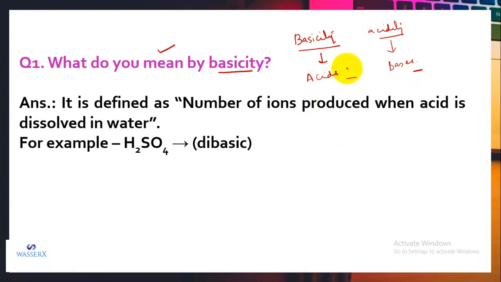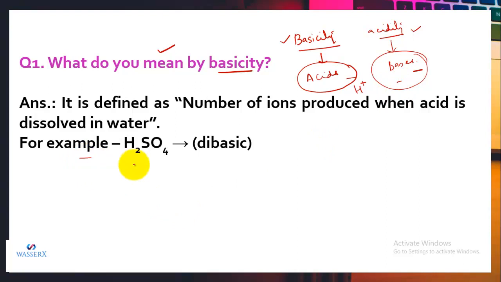See, the number of hydrogen ions produced by an acid when it is dissolved in water is termed its basicity. So if we talk about the strength, we can use the term basicity for acids. And if we talk about the strength of bases, we have the property acidity, that is the number of hydroxide ions which are released when a base is added to water.